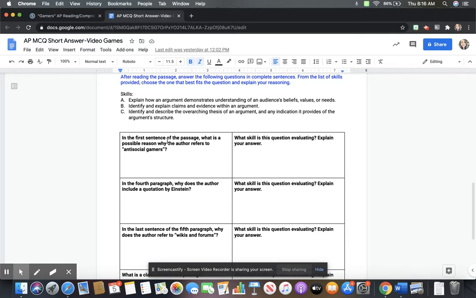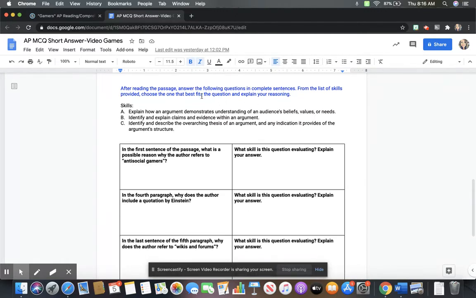Number one, the location of the sentence, right? It's the first sentence of the passage. But number two, it's not embedded within an actual body paragraph where you're justifying a claim and providing evidence. So it's obviously going to be either A or C here in terms of the skill.